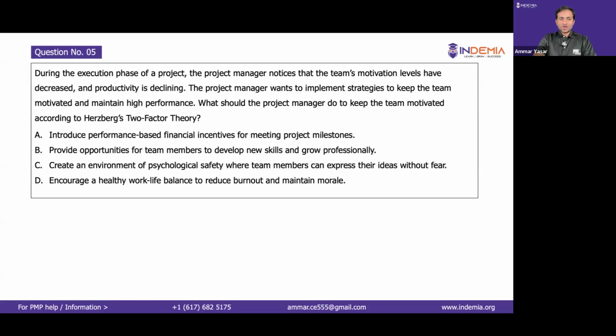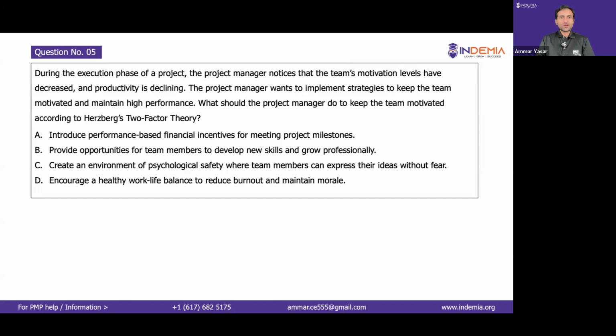Interesting. Option A, introduce performance-based financial incentives for meeting project milestones. So Herzberg's theory is all about two types of factors: hygiene versus motivators. If you want to motivate people, focus on motivators. And if you want to minimize demotivation and dissatisfaction, focus on hygiene factors. So what are the hygiene factors? Salary is a hygiene factor, benefits, work conditions, work-life balance. So these are hygiene factors.